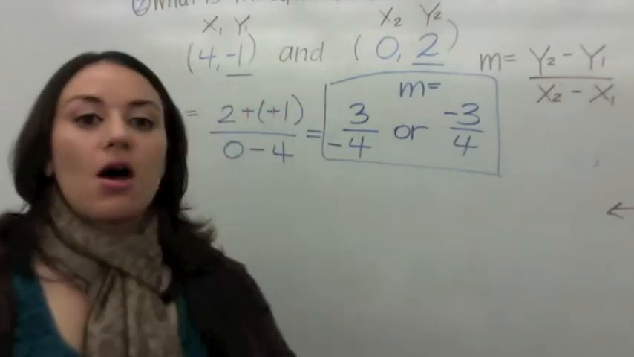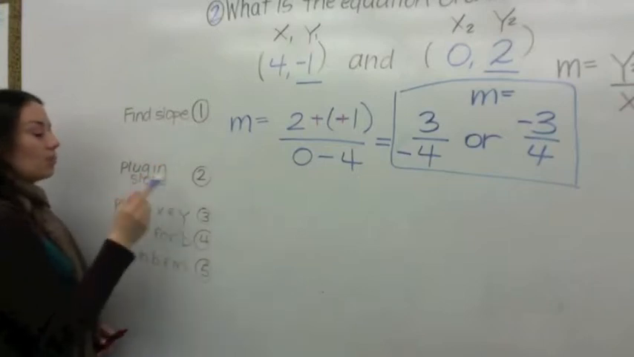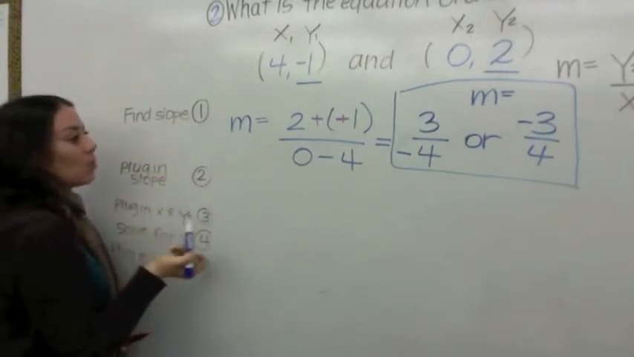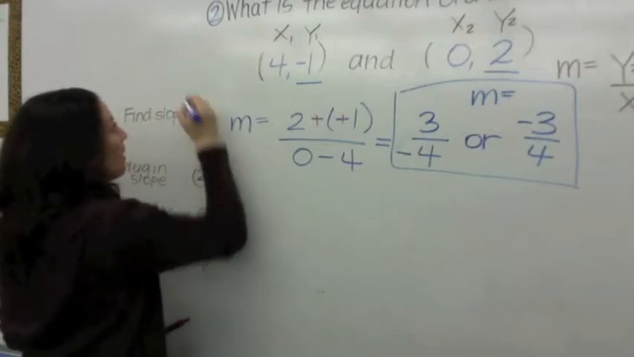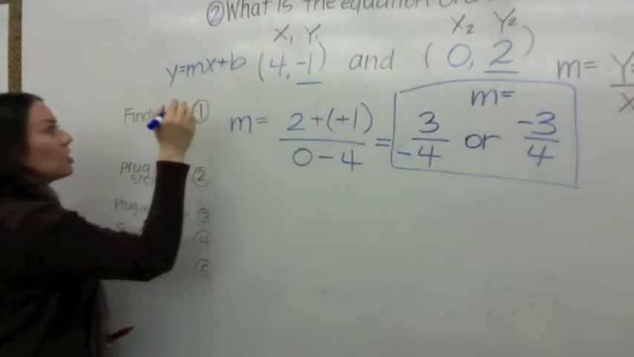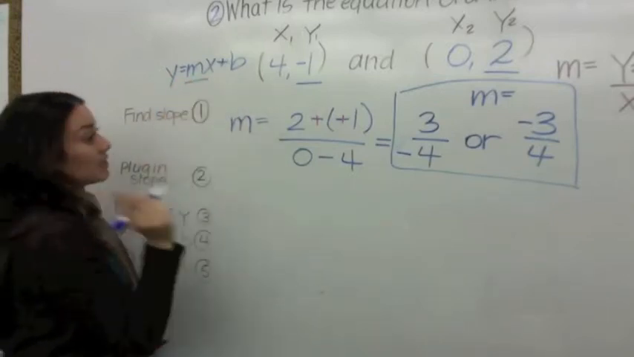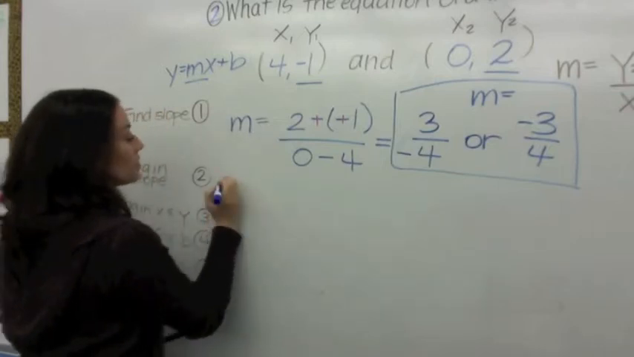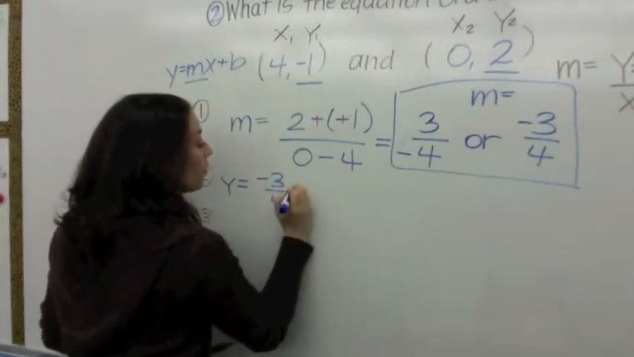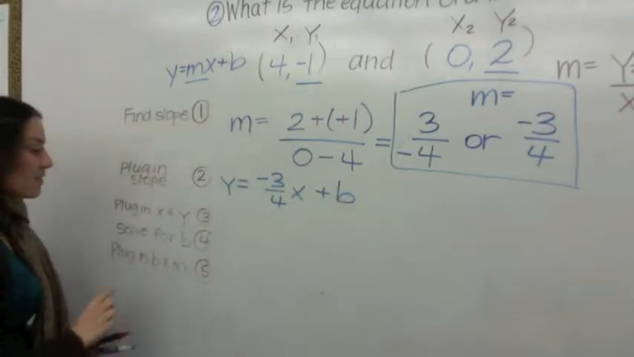Okay, so now let's write the equation for this line. We found the slope. Let's go ahead and look at step number 2. Plug in slope. All right, so we remember, y equals mx plus b, and we're going to go ahead and plug in slope. The slope is negative 3/4, so we're going to say y equals negative 3 over 4 x plus b.